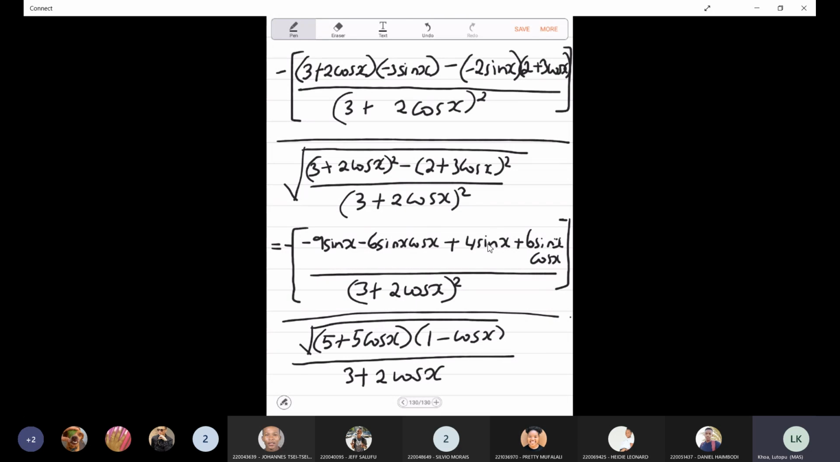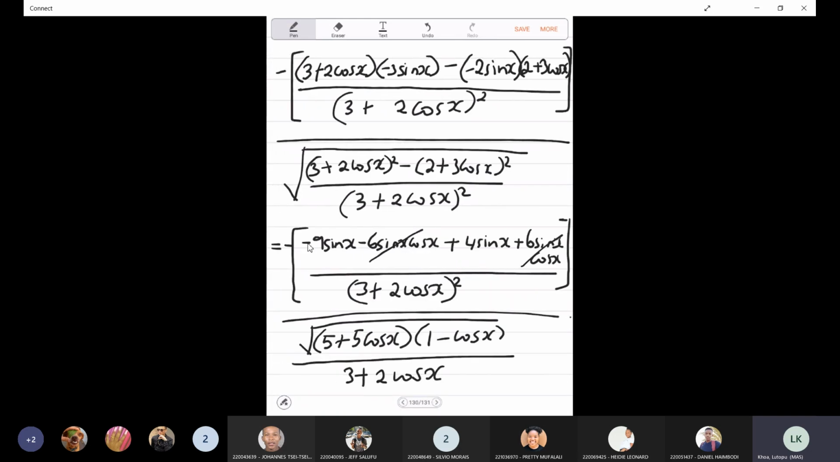Okay, so here in the numerator, you can see that the minus 6 sine x cos x and 6 sine x cos x can cancel. So I will be left with negative 5 sine x. And then here, I see 5 is a common factor, so I can take it out. And I could also multiply the negative in, but let's see what we have. So let me leave the negative out first. So we say negative 9 sine x plus 4 sine x is negative 5 sine x.